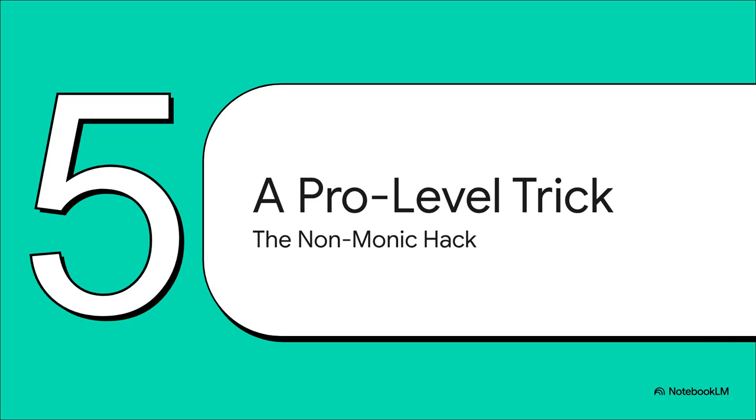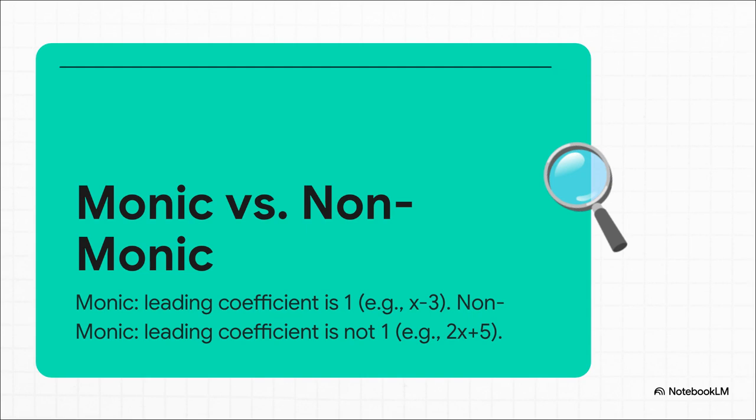But what if we could push the limits a little bit? What if I told you that you could use that super fast power drill on jobs it wasn't even designed for? Well, you can. First, we got to get a little vocabulary down. You'll hear the terms monic and non-monic. Don't let it scare you. Monic just means the number in front of the x is a 1. Simple, right? Non-monic means it's any other number, like 2x or 5x or whatever.